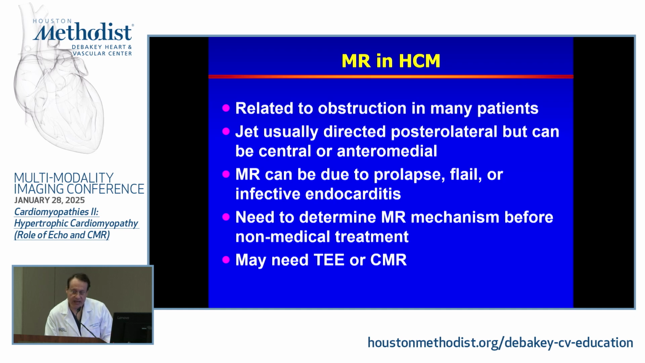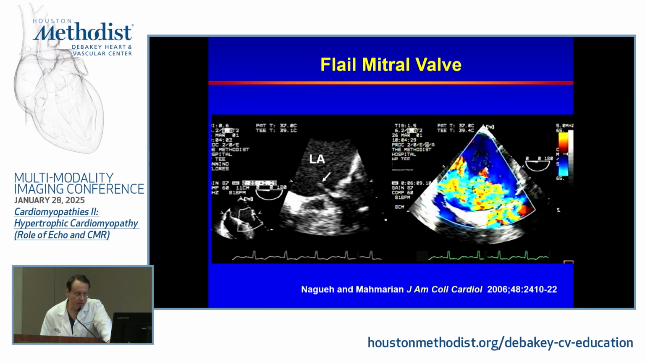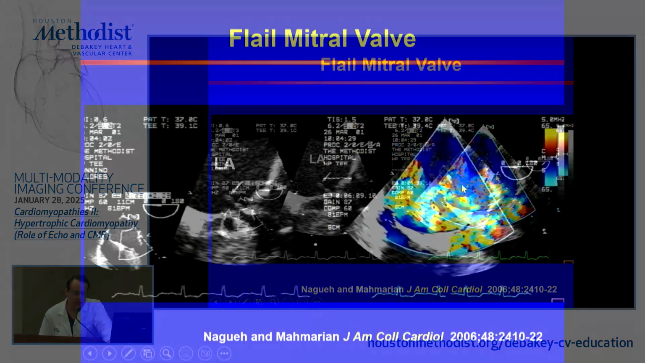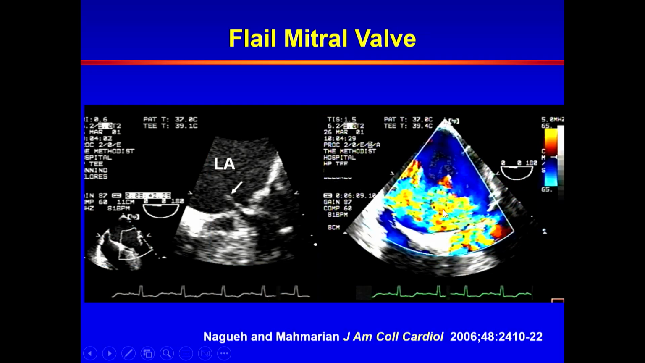If it's a case, say, of a flail leaflet, then obviously that's a surgical candidate, and the surgeon can then attend to both the mitral valve and the myectomy. If needed, you can proceed to transesophageal echo, or CMR can also provide valuable information about the morphology of the mitral valve and the mechanism of the MR. That's an example of a flail segment of the posterior leaflet, and you see a large anteromedial jet.